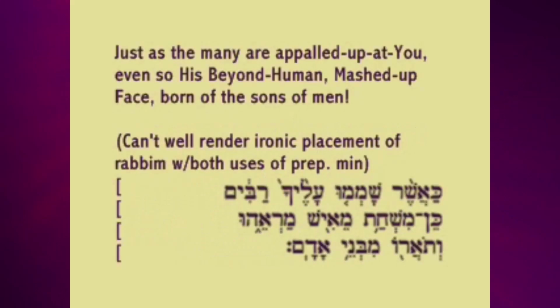Okay, that was 12 minutes on just one verse. Okay, let's see what we can do with Isaiah 52:14. Here's Isaiah 52:14. I'm going to first read it in Hebrew and then go through each of the words. Kasher shamu alika rabim ken mishchat meish marehu utoaro mibeni adam.